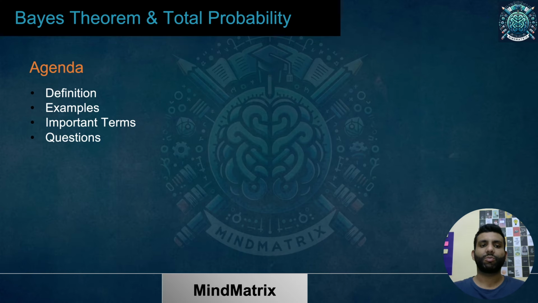So today's agenda would be the definition. We'll be talking about Bayes theorem and total probability. These two are the important concepts, and then we'll have a look at examples. With the help of examples, we'll learn why we exactly need Bayes theorem and total probability. Then we'll discuss some important terms that are very important from a machine learning point of view, and then we will be solving questions in our next session, part 2 of this Bayes theorem and total probability.